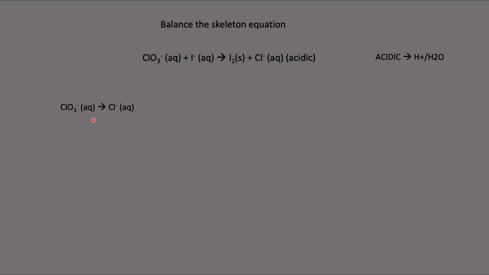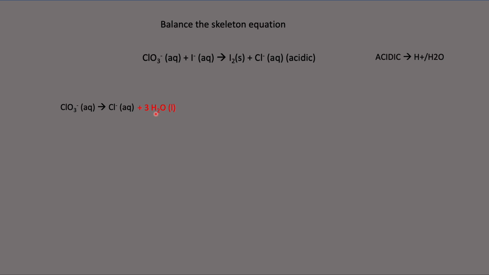So how many waters are we going to add? We're going to add 3 waters because we have 3 oxygens on this side. So we need to have 3 oxygens on this side as well, which is why we add 3 waters. Now notice that because we added 3 waters, we have also added hydrogens. We actually added 6 hydrogens.